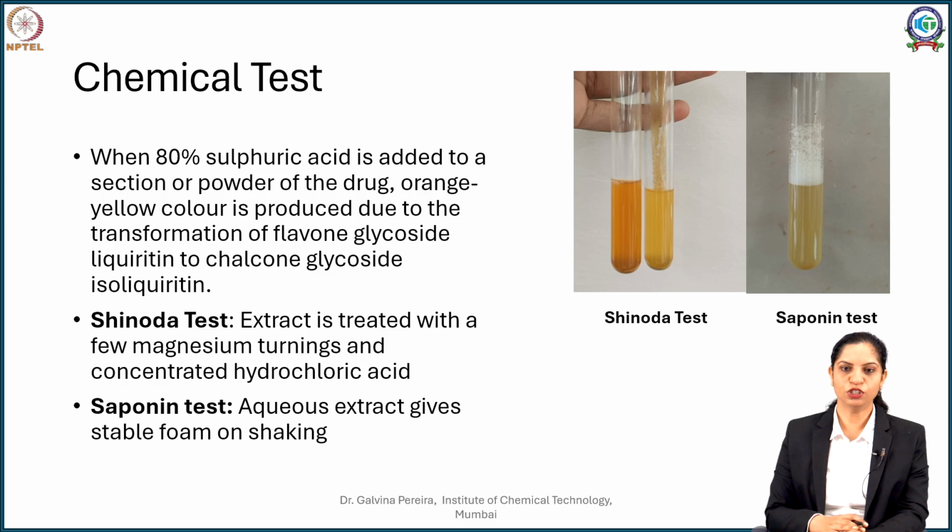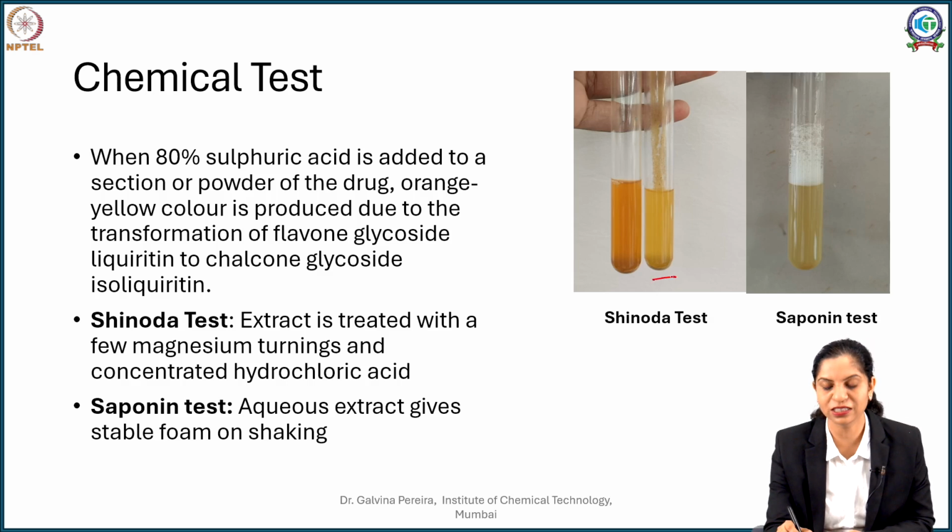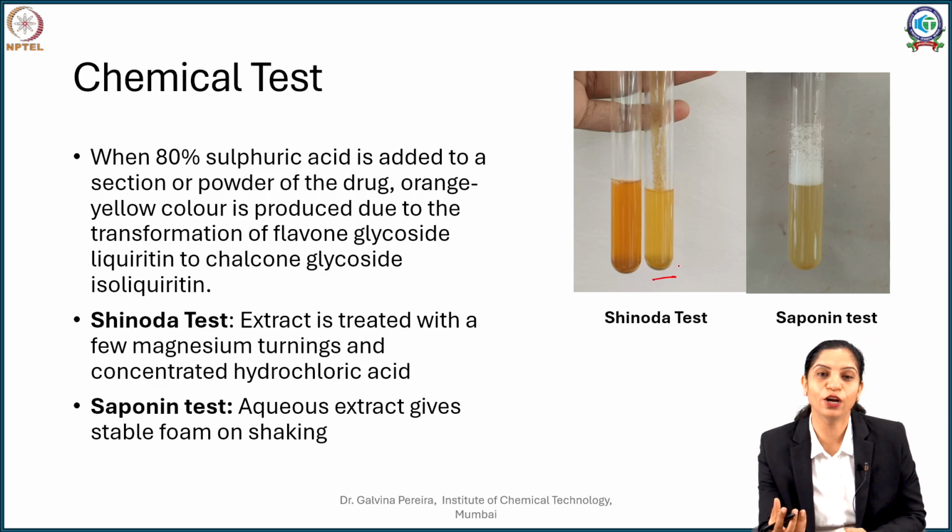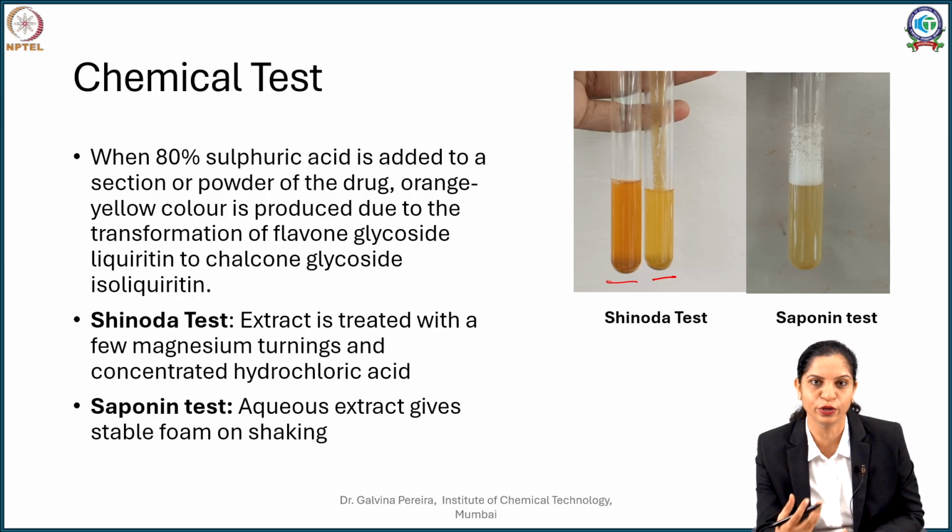So this is your Shinoda test, and as you can see here, this is the extract. Because of the yellow flavonoids present, it's already showing yellow, but when you treat it with magnesium turnings and concentrated hydrochloric acid, you will see that the color intensifies and changes to a little orange-pink hue, and that indicates some anthocyanins have been formed during the process, and that's a Shinoda positive.